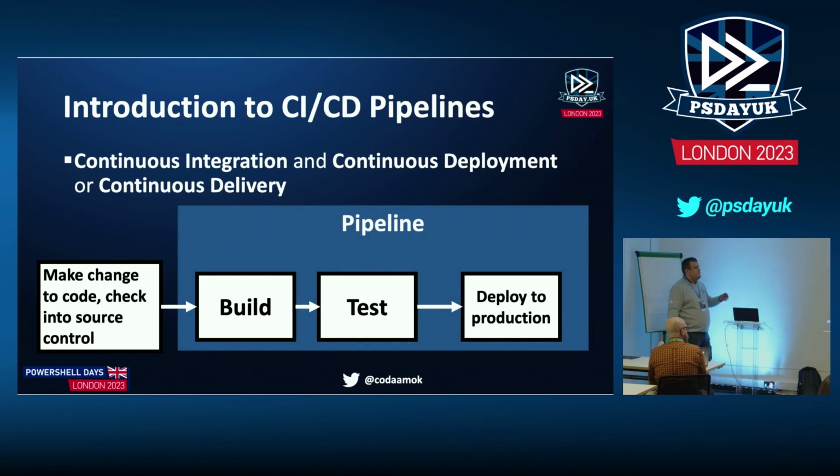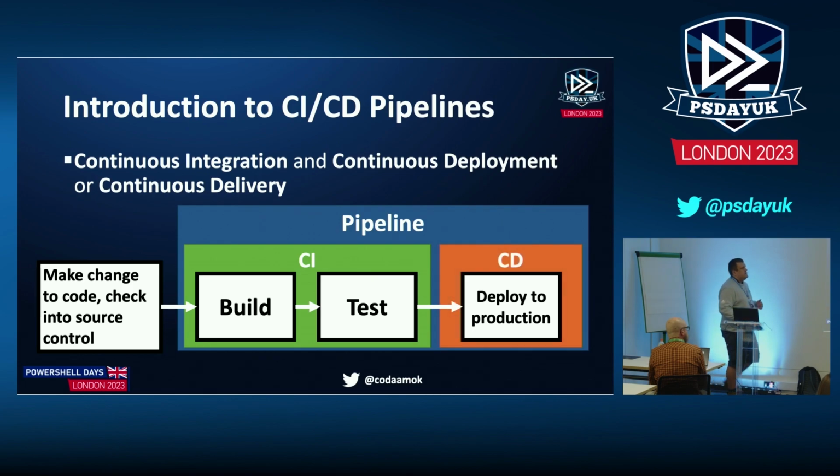Those three steps: you check in your code, you start the pipeline, you ensure that it is continuously integratable with a build step and a test step, and then you kick it off into production. And the definition of deployment or delivery generally comes from this step that I've circled here. I don't know if everybody can see that, but there's a red circle at the end there. And it's just human intervention.